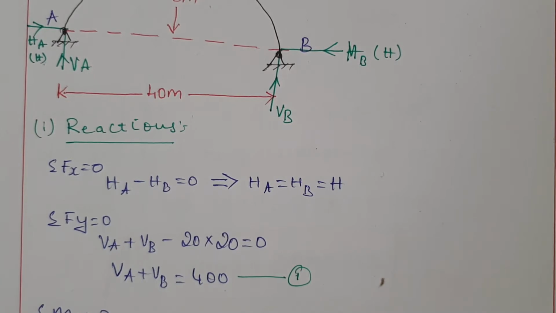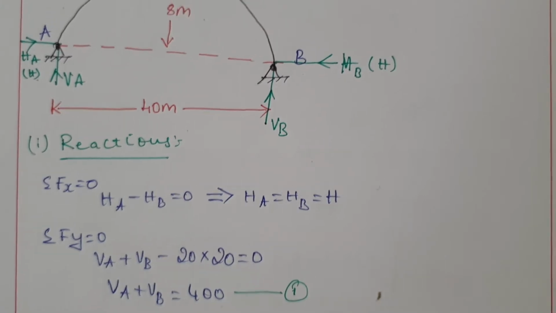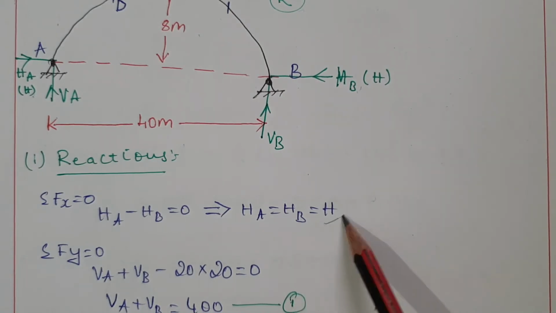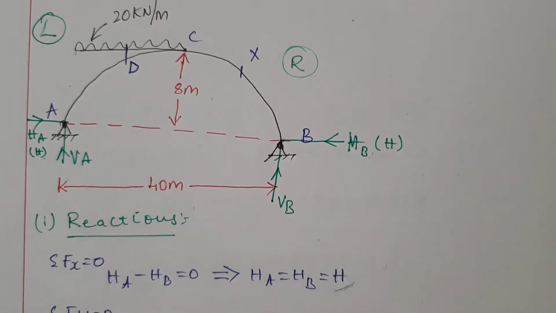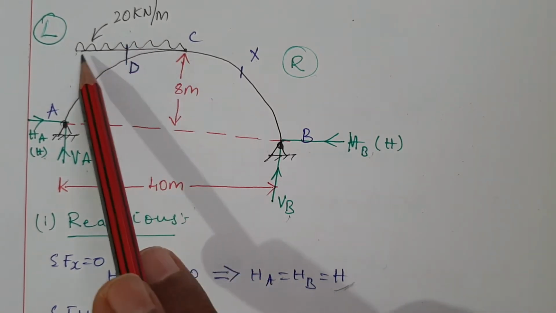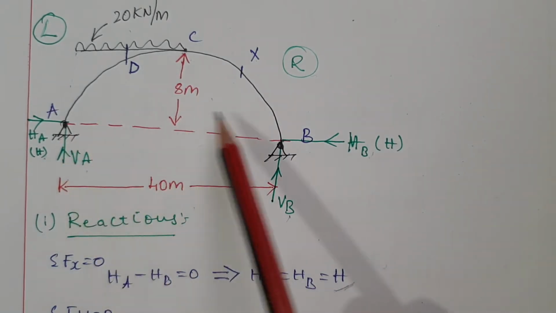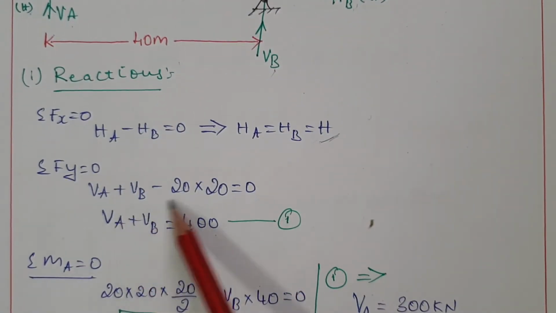In order to calculate the reactions, the first equilibrium condition I consider is summation of Fx equal to 0. Then we know HA and HB are one and the same, so commonly I consider it as H. The second equation of equilibrium is summation of Fy equal to 0. Then VA plus VB minus the UDL of 20 with its length of 20 meters, because the total length is 40 and half of that is 20. So its magnitude is 20 into 20.